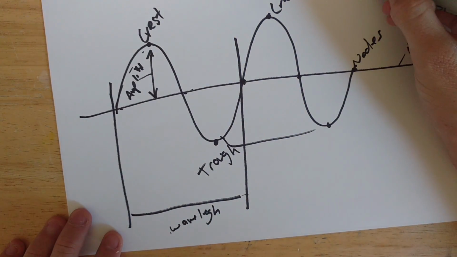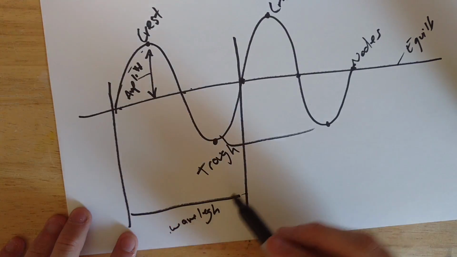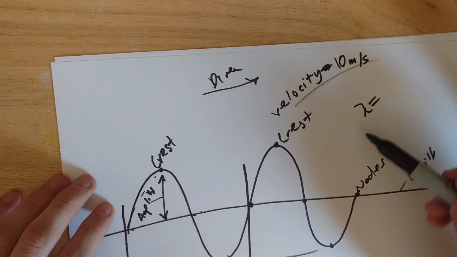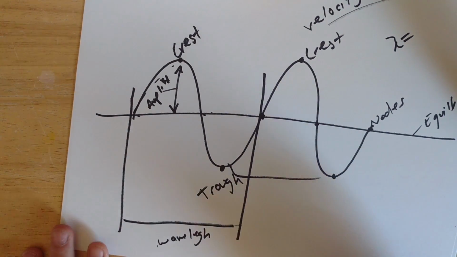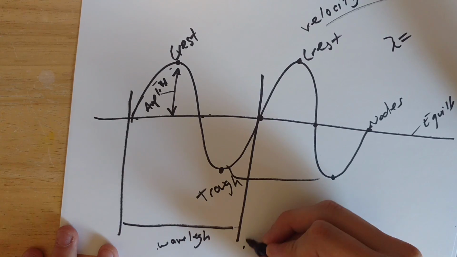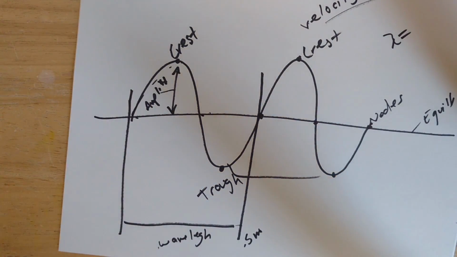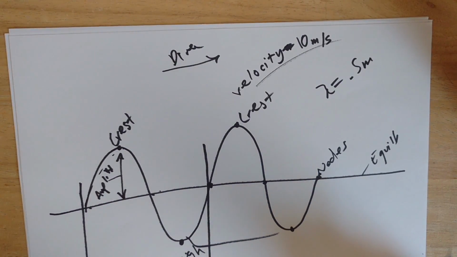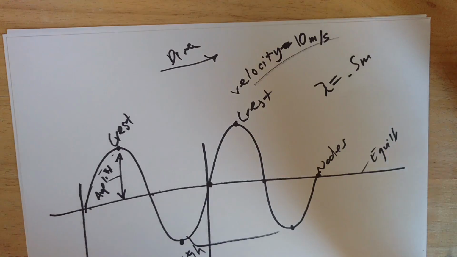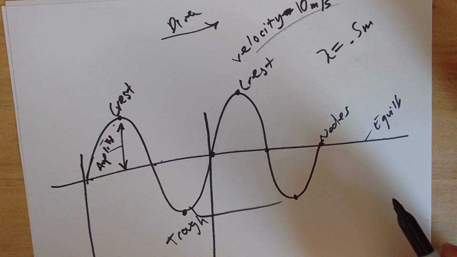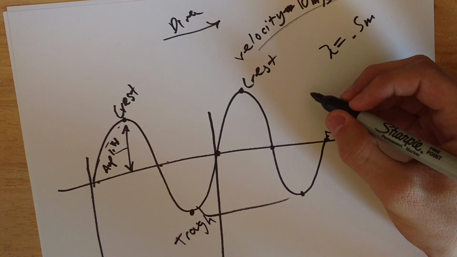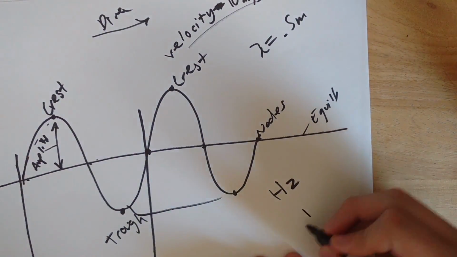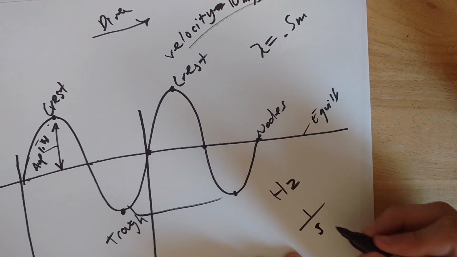Another thing you're going to want to know is the wavelength. Here's velocity. The wavelength, let's say it's 0.5 meters, just to keep it somewhat simple. Another important thing you want to know is the frequency. Frequency, we're going to measure in hertz. I'm just going to write hertz right here. What that is, it's a unit of per second time.